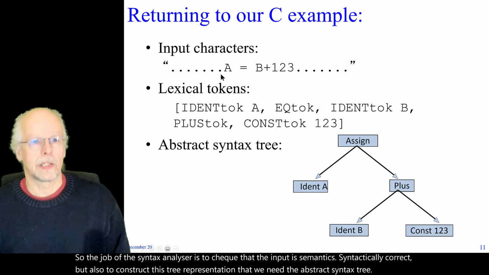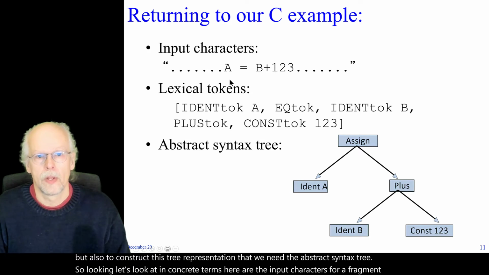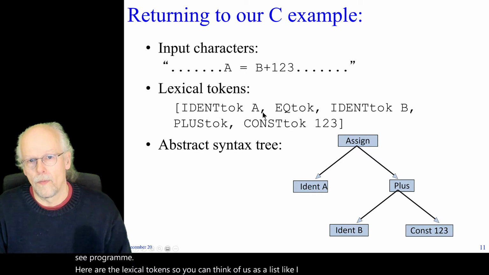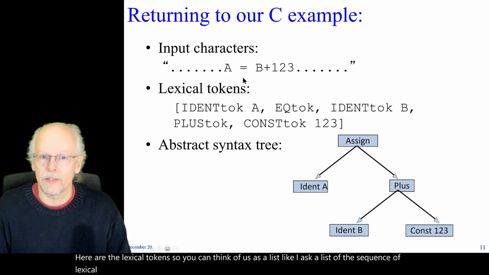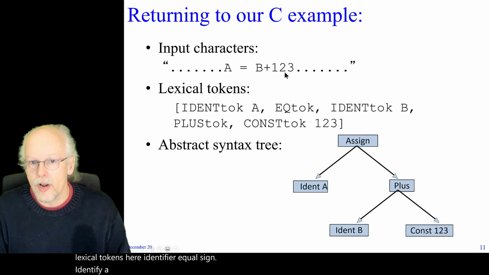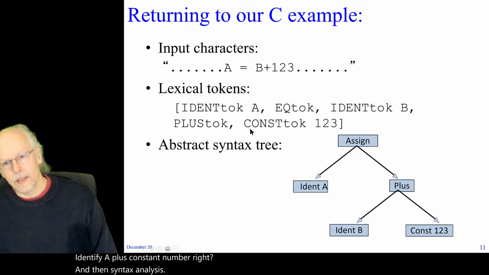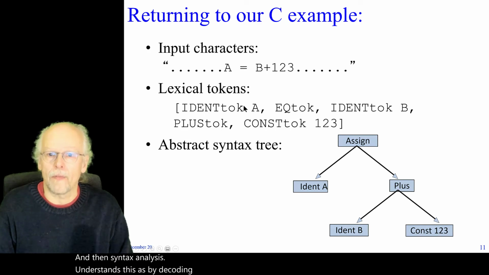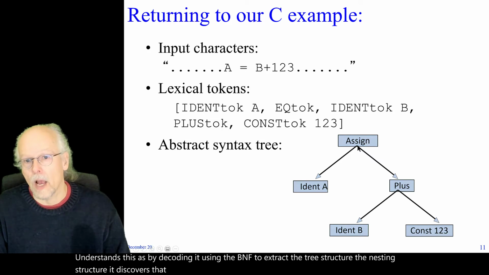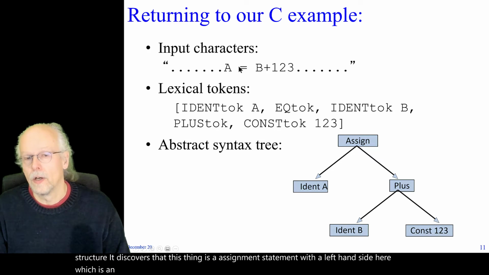So let's look at that in concrete terms. Here are the input characters for a fragment of a C program. Here are the lexical tokens. You can think of this as a list, like a Haskell list, of the sequence of lexical tokens: identifier, equal sign, identifier, plus, constant number. Then syntax analysis decodes this using the BNF to extract the nesting structure. It discovers that this is an assignment statement with a left-hand side, which is an identifier, and a right-hand side, which is this expression.